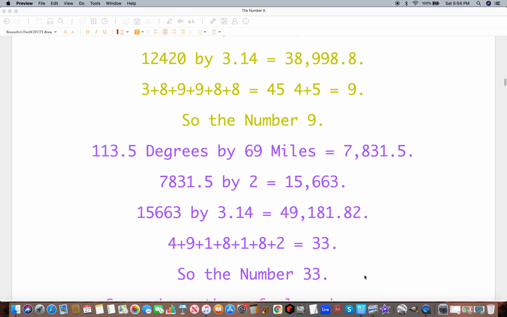Okay, now in numerology, when you get to 11, 22, or 33, you don't add those together. So you don't add 1 and 1 together when you get 11, or 2 and 2 together when you get 22, or 3 and 3 together when you get 33. You stop at those 3 numbers. When you get a double number like that, you never go further. You always stop at those numbers. So I won't add that up to a 6, if you know what I mean. That won't become 6, that stays 33. 22 doesn't become 4, and 11 doesn't become 2.